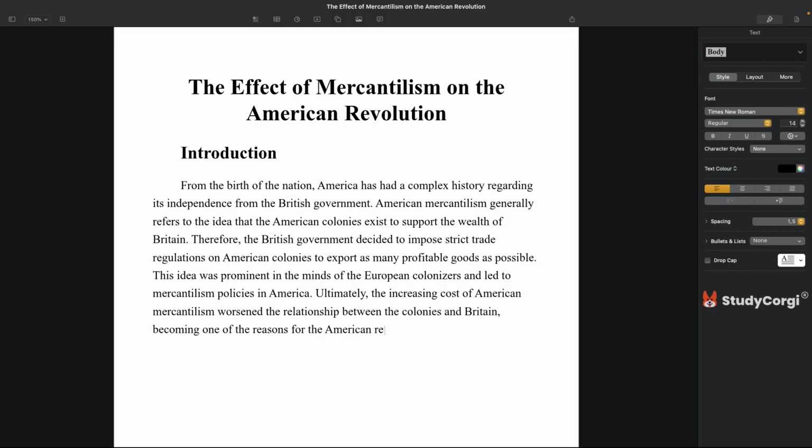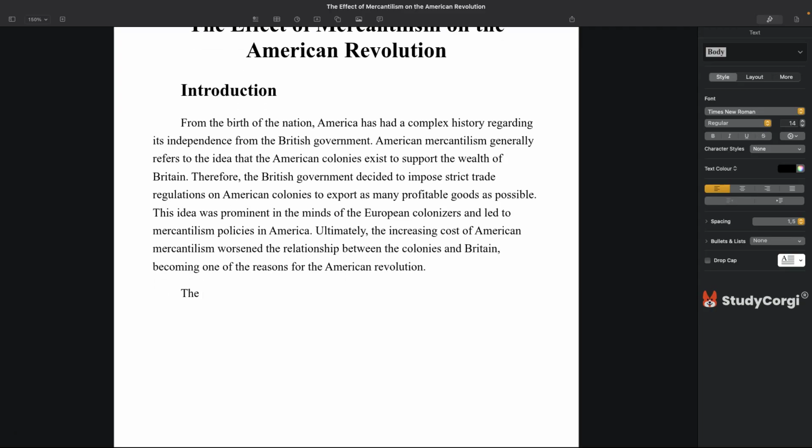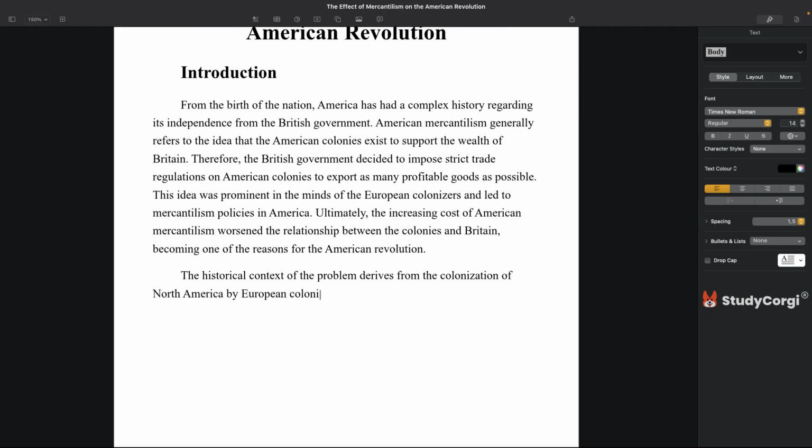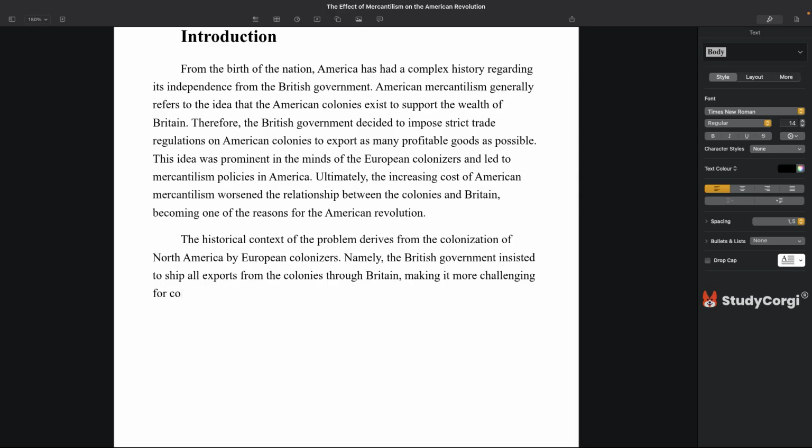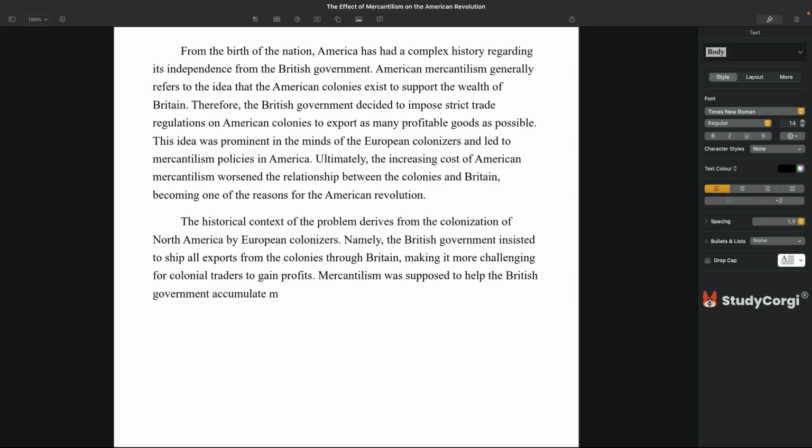for the American Revolution. The historical context of the problem derives from the colonization of North America by European colonizers. Namely, the British government insisted to ship all exports from the colonies through Britain, making it more challenging for colonial traders to gain profits. Mercantilism was supposed to help the British government accumulate more wealth.